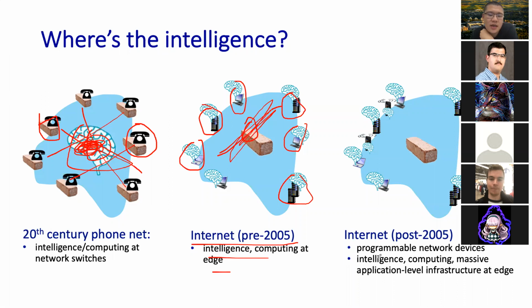But now, as I mentioned, you can do some fancier things here, right? You can do some programming in the network devices, which adds more intelligence to the network. And you can see we have middle boxes, as I mentioned. You can do a lot of blocking and forwarding based on the programmable network service devices. So you can give them more intelligence and computing power, and massive application-level infrastructure at the edge. Okay, so that's the point.